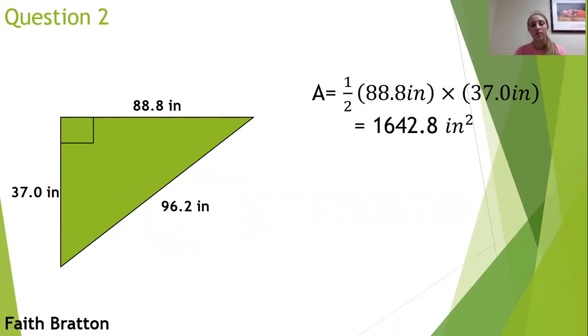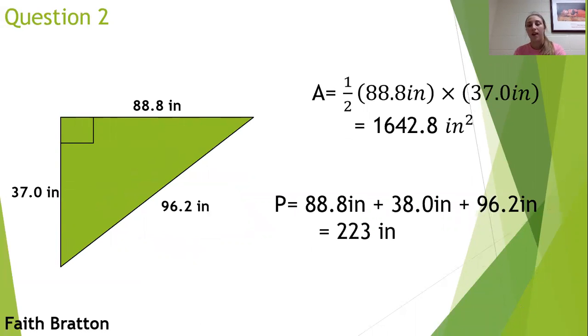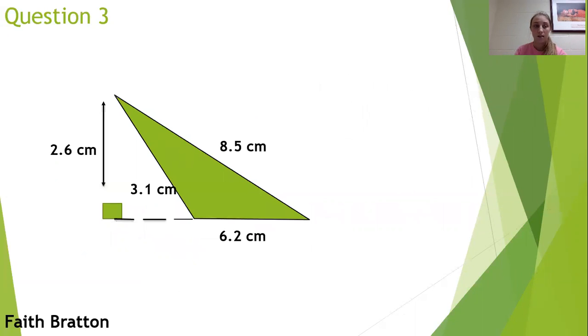Now we substitute the values in to find the perimeter. The perimeter is adding all the sides up, so we do 88.8 plus 38 inches plus 96.2 inches, and we get 223 inches. Okay, for question 3, on this final triangle, we need to find the perimeter and the area.